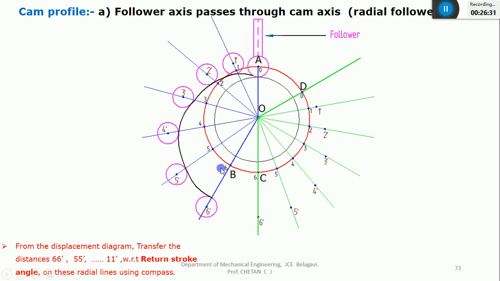Similarly, I'll copy 5 to 5 dash from the displacement diagram. Using the compass, I'll draw one more arc by taking the reference as this prime circle only, the points which are present on this prime circle only. That is 5, I'll get 5 dash. Similarly, 4 to 4 dash up to 1 to 1 dash.